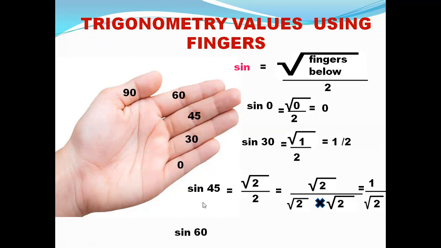Now sin 60: below 60, how many fingers are there? 3. 1, 2 and 3. Square root of 3 divided by 2. So sin 60 is square root of 3 divided by 2. Now sin 90: there are 4 fingers below 90. Square root of 4 divided by 2. Square root of 4 is 2. 2 by 2 gives us 1. The sin 90 is 1.